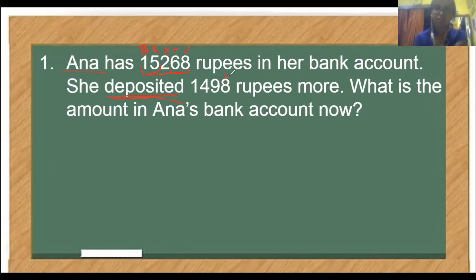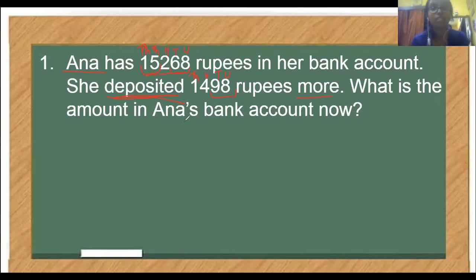Let's write the place values, units, tens, hundreds, and thousand. So 1,498 rupees. Anna के पास पहले से 15,268 rupees थे in her bank account, and then later on she deposited. उसने जमा किया 1,498 rupees more, और ज़्यादा बढ़ गया. So अगर उसने जमा किया, it means what? पैसे और जुड़ गए ना, उसने जोड़ा. So which operation are we going to use?